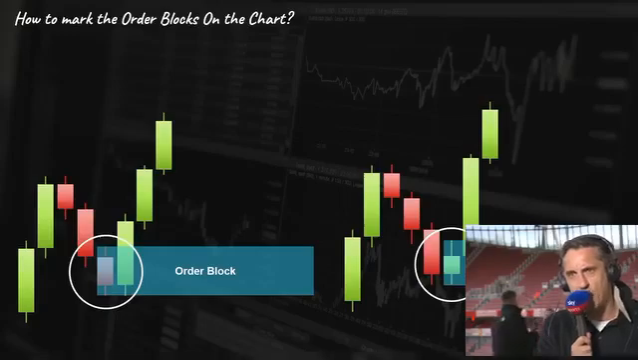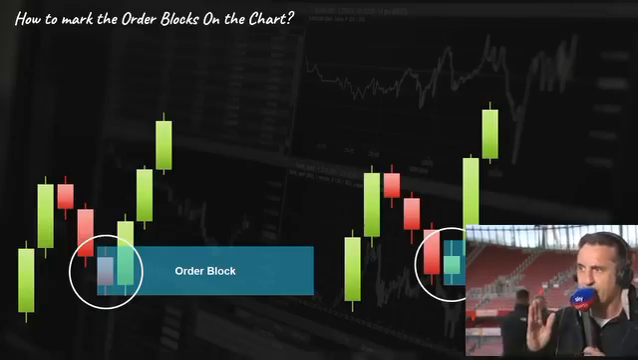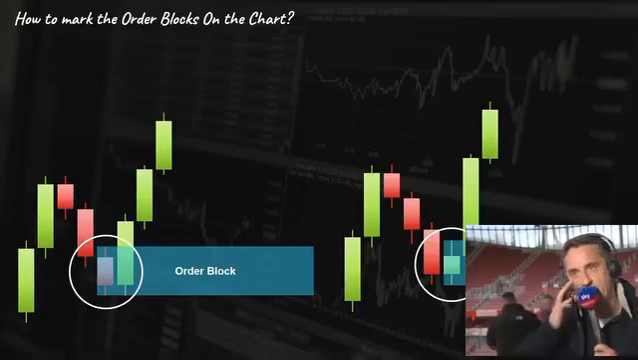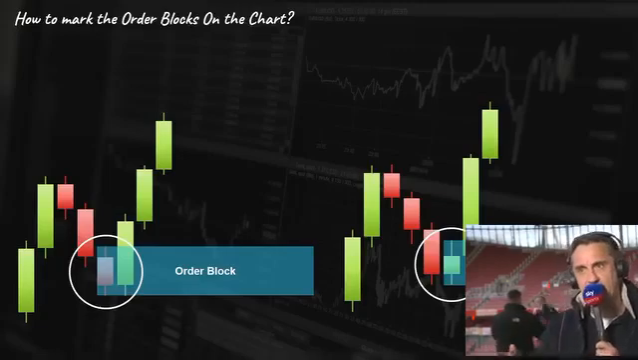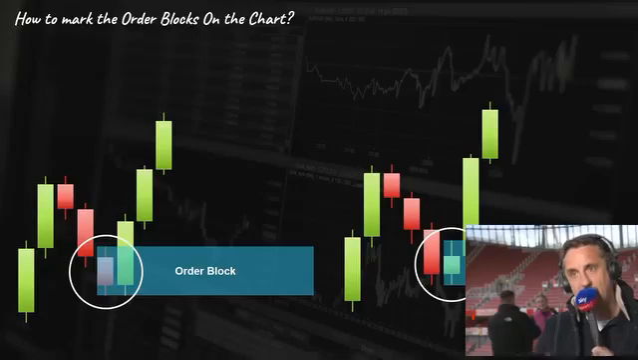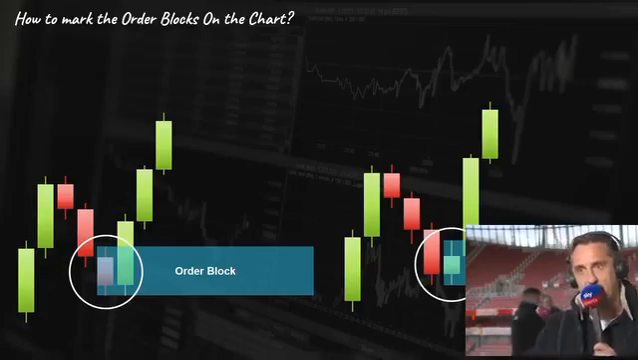When the price taps into this area again, we will open a buy position and set our stop below the zone. In some cases, we even look for more confirmations and entry setup in the lower time frames, which we will discuss in the future videos.